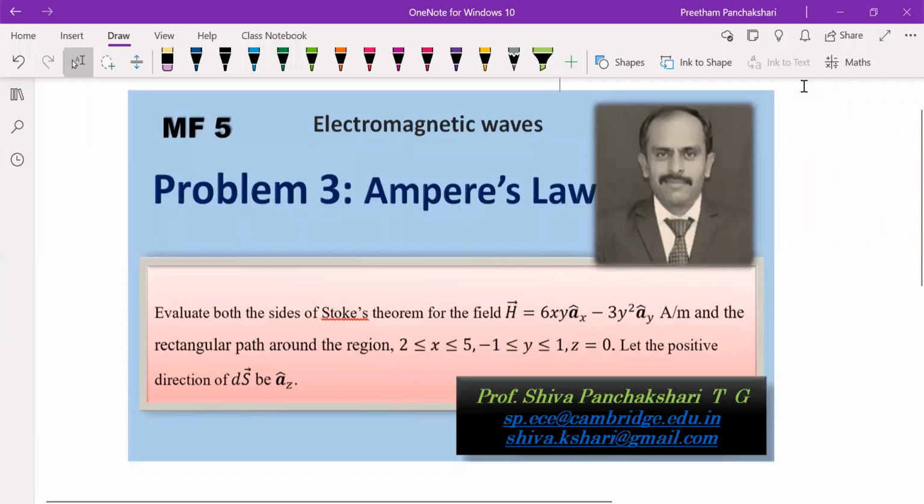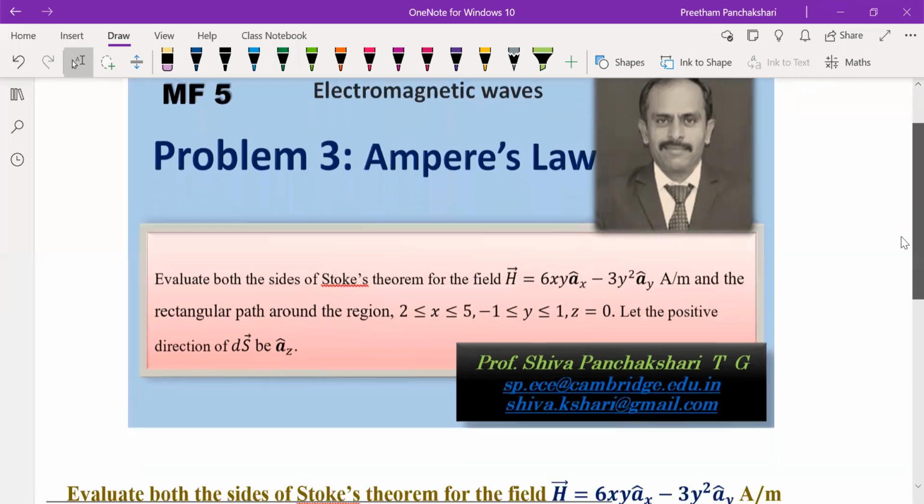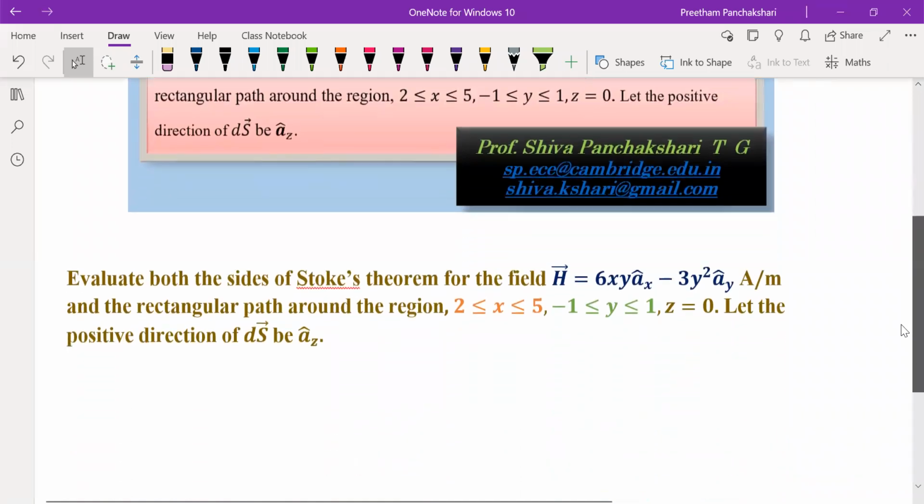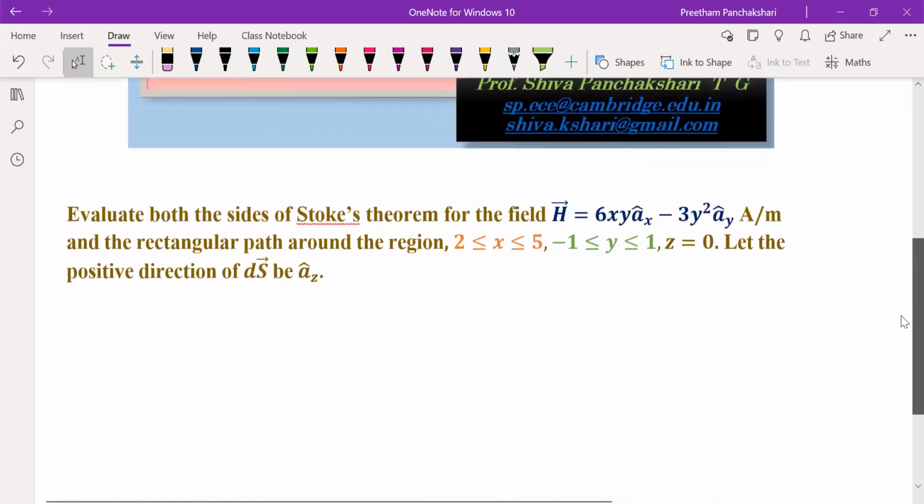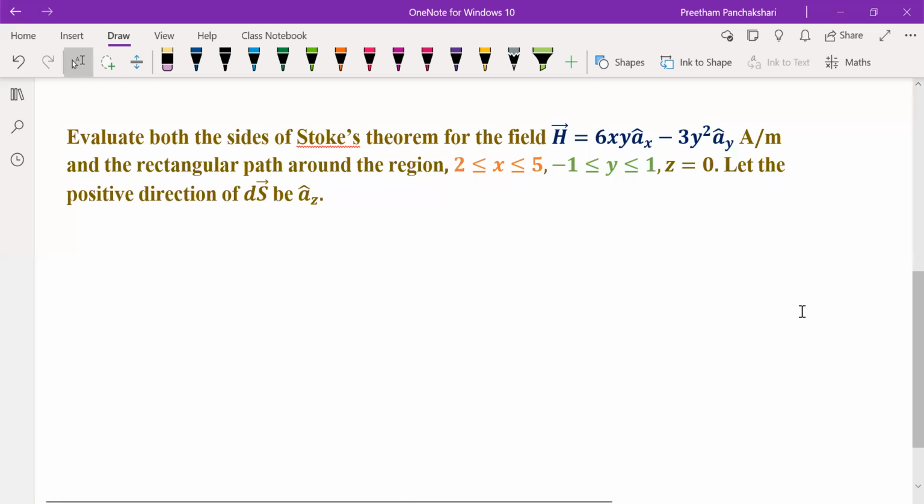In this video, I'm going to solve a numerical problem on Stoke's theorem. This slide contains the problem. The magnetic field intensity H is given. A rectangular path is defined. If you have to verify the Stoke's theorem for the given magnetic field, the problem is copied here. Let us go through it.